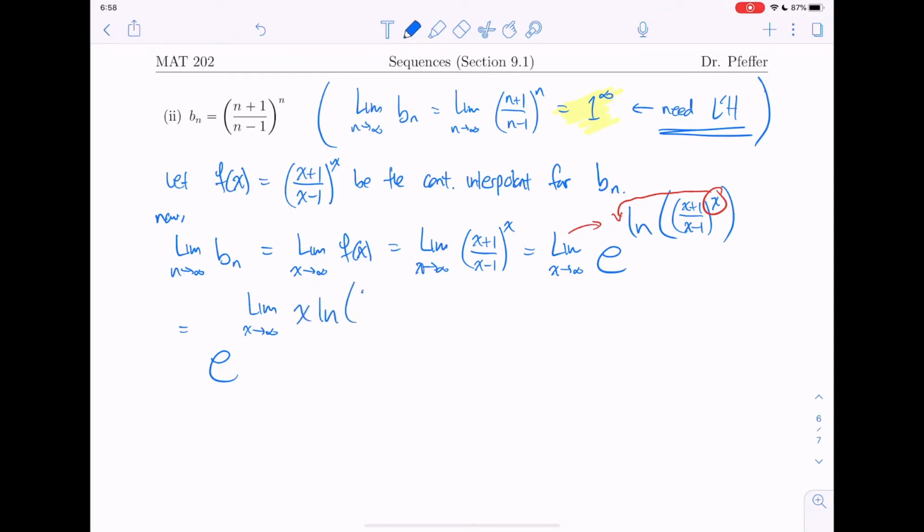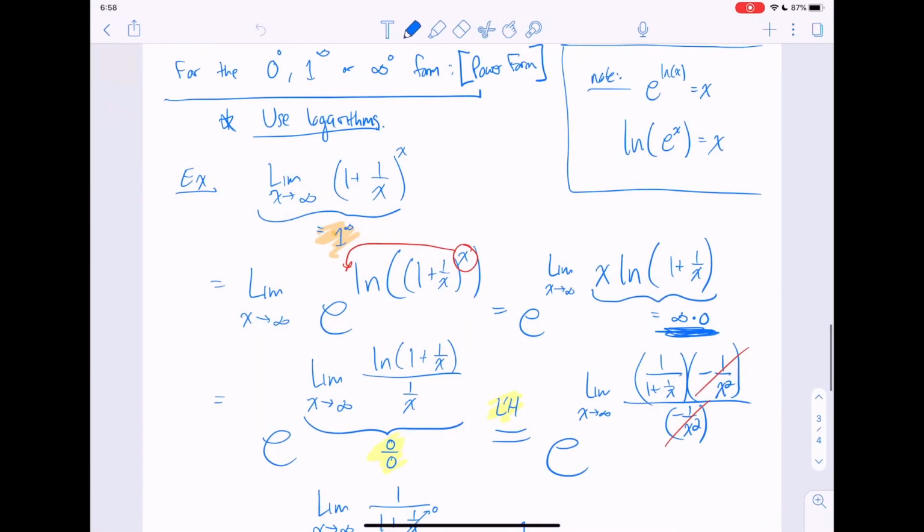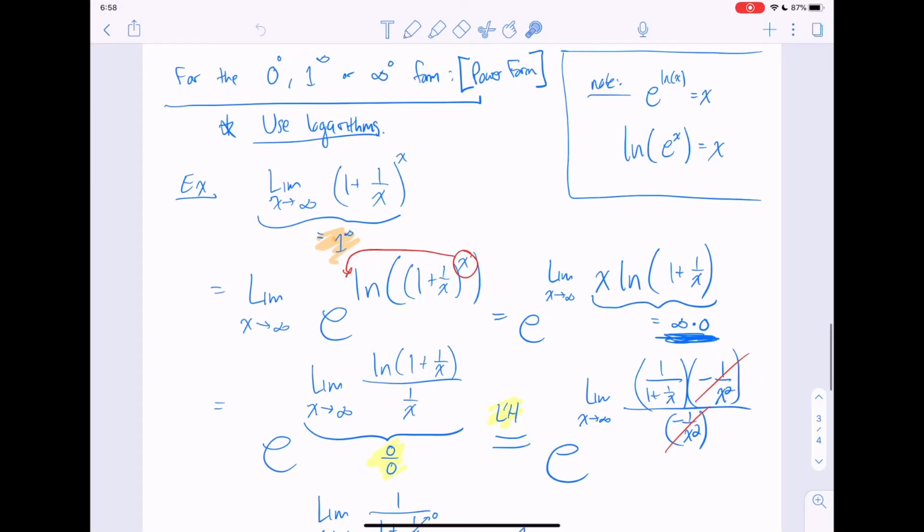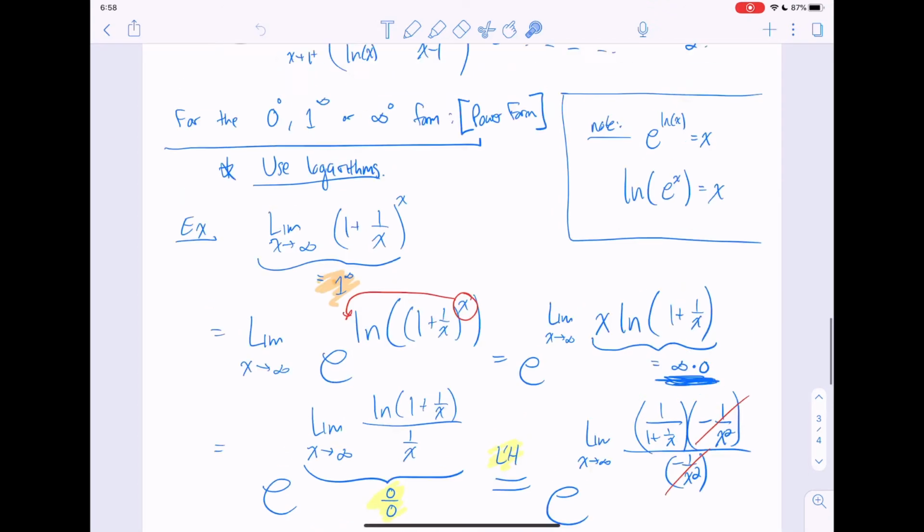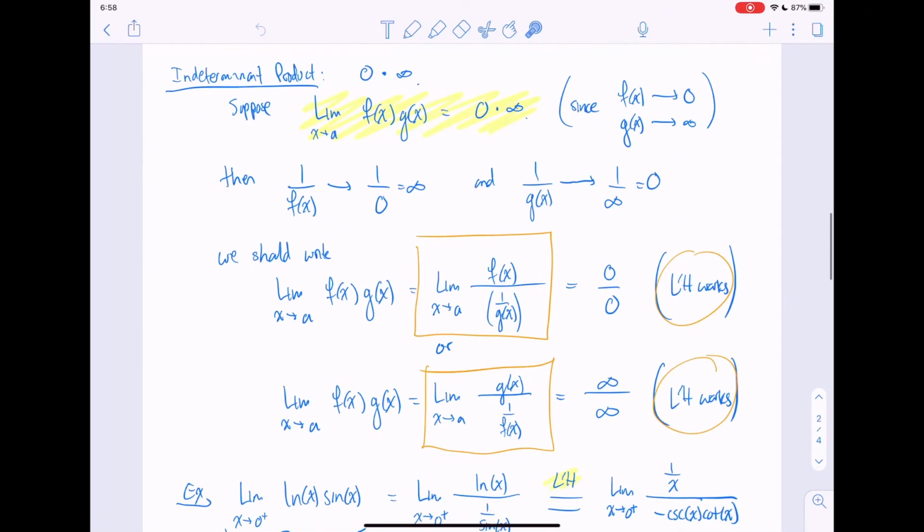times the natural log of x plus 1 over x minus 1, where now this limit is of the form, well, ln of 1 is equal to 0, so this is of the form infinity times 0, which, as we saw in the previous slide, again puts us back in the infinity times 0 case, the product indeterminate form, which requires us to do one of these quotient tricks.